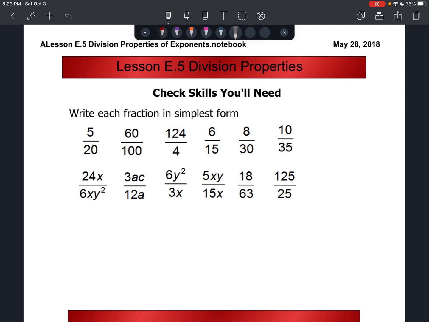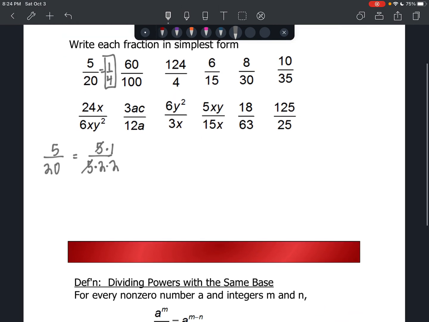Watch what I do. 5 over 20 is the same thing as 5 over 5 times 2 times 2. I'm prime factoring. So the 5's cancel, leaving me a 1 in the numerator, and that is how I get 1 over 4. So let's practice. 60 over 100.